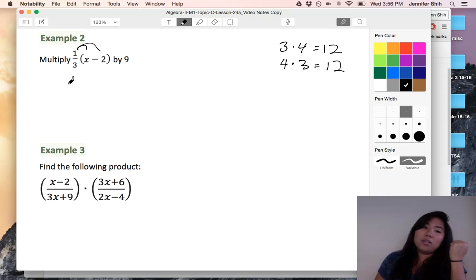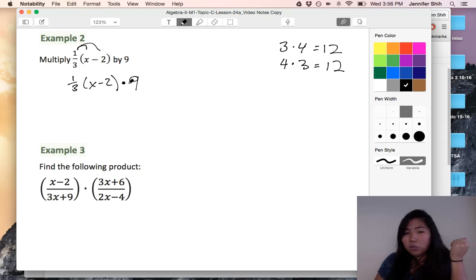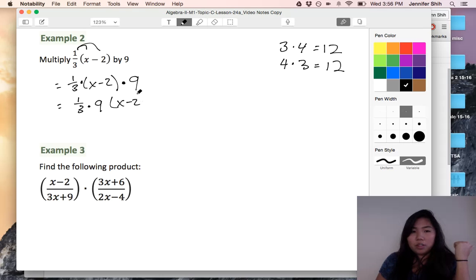So instead of 1/3 times the quantity x minus 2, multiplied by 9, instead of distributing this fraction through the binomial and then multiplying it by another integer, let's make some of these factors commute. Let's make this equal to 1/3 times 9, then multiply by x minus 2.